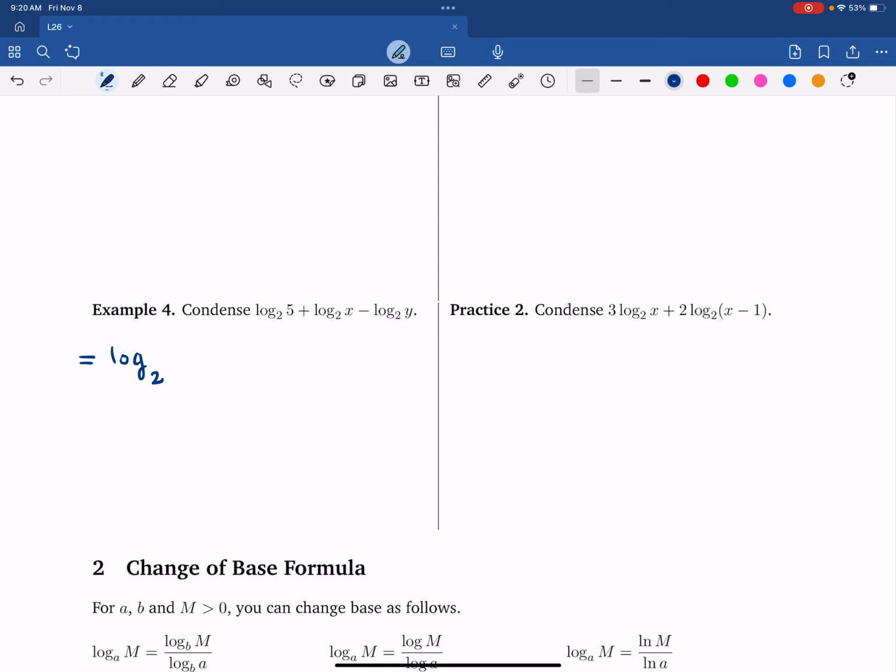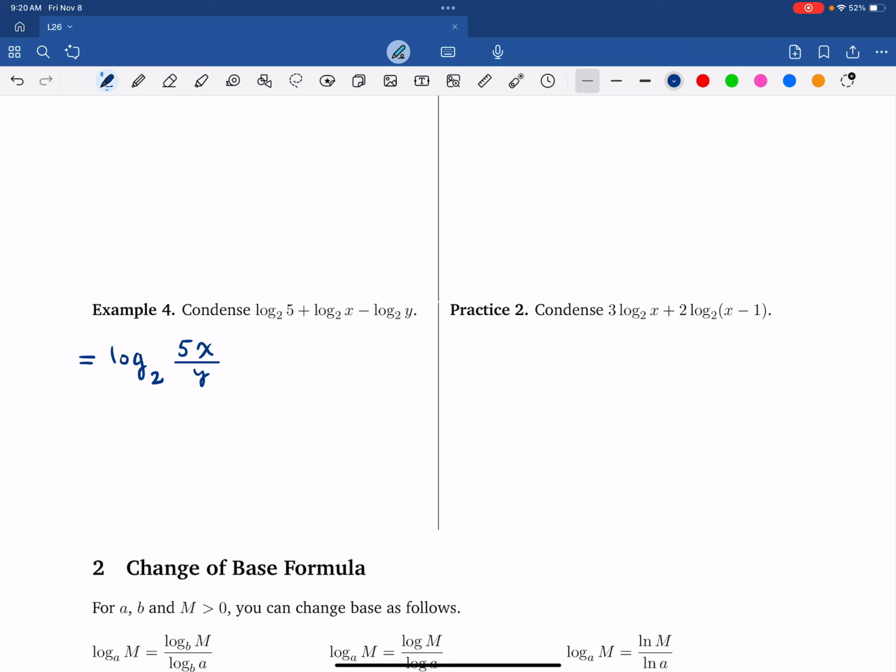And then inside of this function, we're going to look at the operations in the original expression. So we have plus right here, which means we have to multiply 5 and x. So I'm going to do 5 times x. And then we have this subtraction. Subtraction means we have to divide. So we're going to divide 5x by y. And that's it. So that's how you condense example 4. All right, I'd like you to complete practice 2 on your own. And when you finish, you could restart the video.